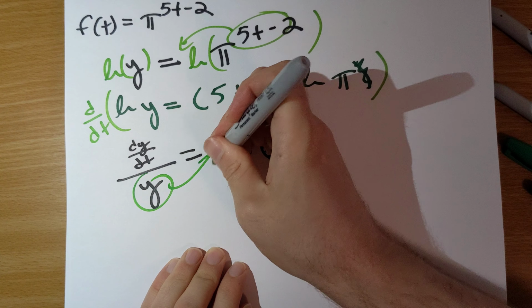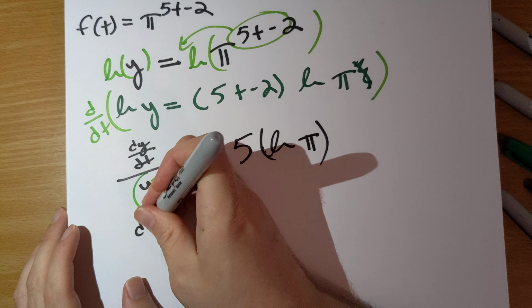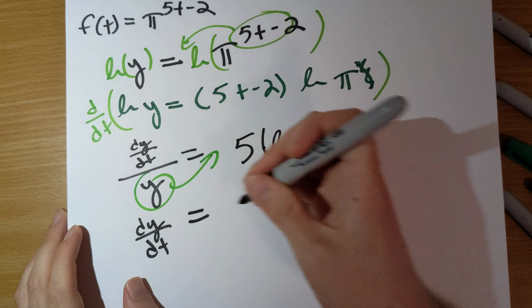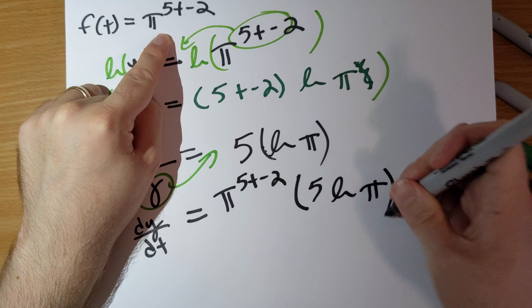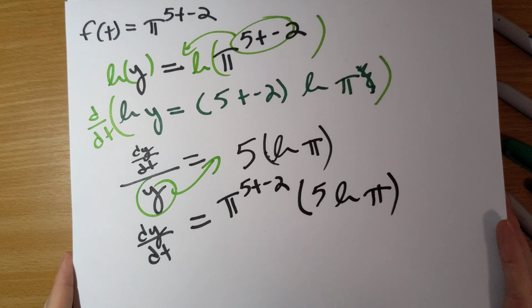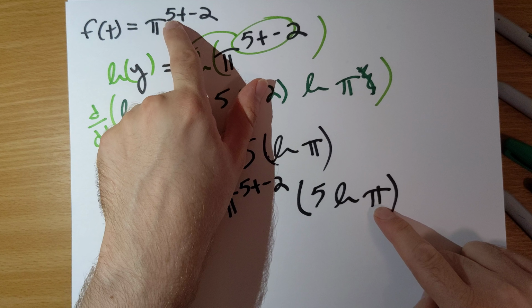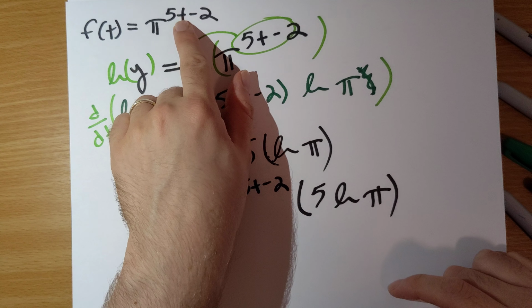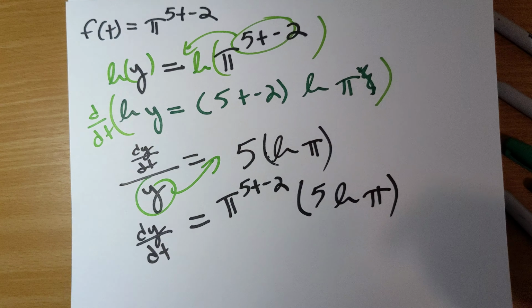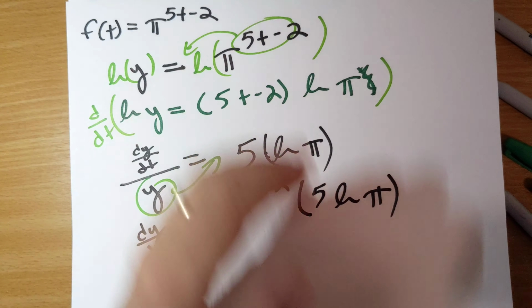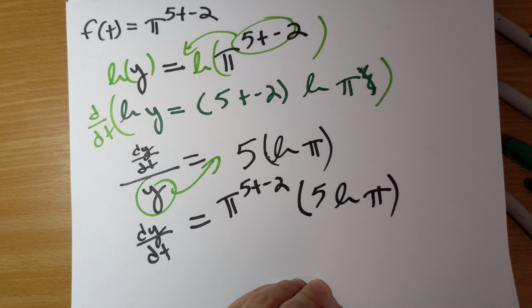And then again, we bring the y to the other side. dy dt is equal to y, and y is pi to the 5t minus 2 times 5 natural log of pi. The 5 comes from the coefficient of t in the exponent. Natural log of pi comes from the fact that when you have a constant raised to some power, you end up with a factor of the natural log of the constant.